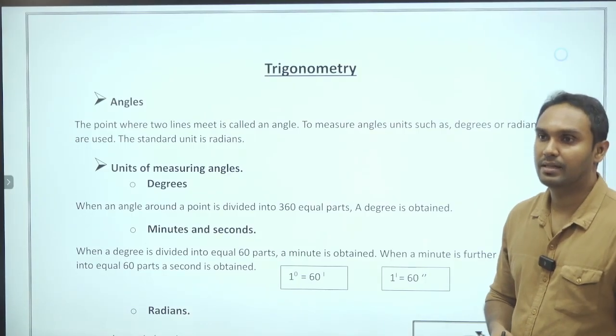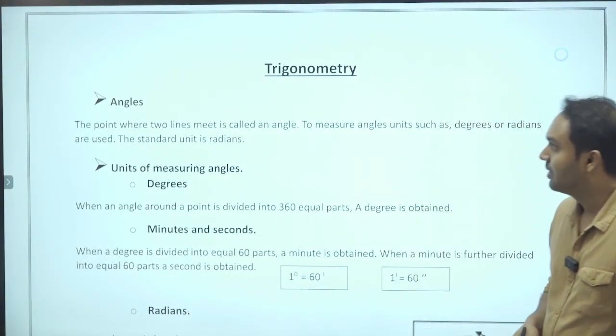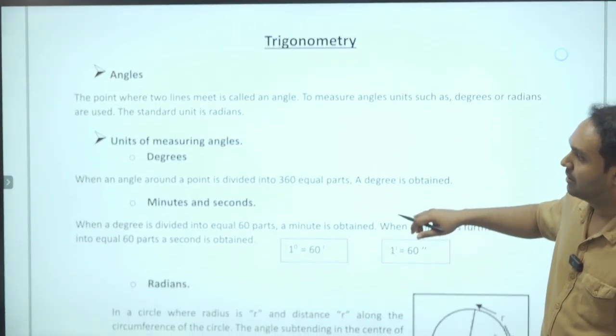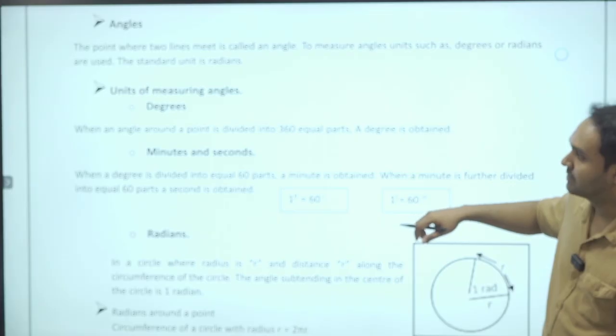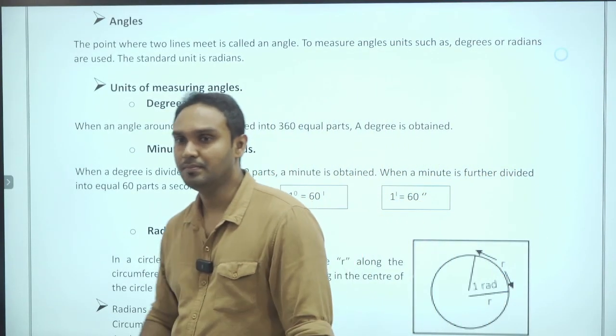So what is the standard unit of it? Radians, right? The standard unit is radians. And the units of measuring angles, the first one is degrees. So you know already a degree. What is a degree?